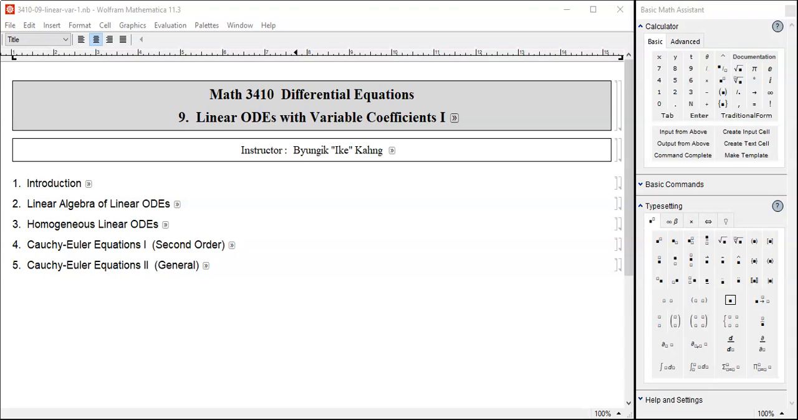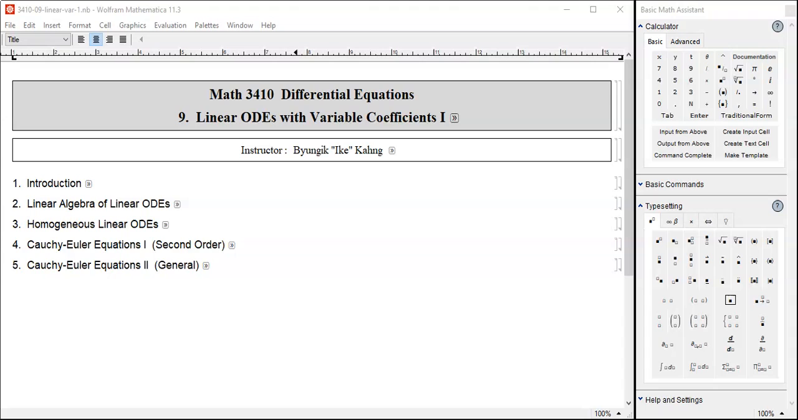Hello students, let's go to Module 9, Linear ODE with Variable Coefficients. Up until recently, we have been studying linear ODE with constant coefficients. In fact, we spent quite a bit of time doing that. According to our textbook, chapters 2, 3, and 4 were all about constant coefficients.